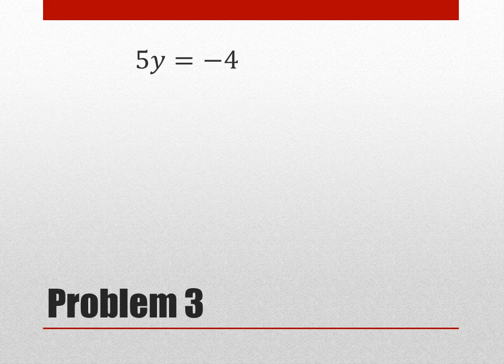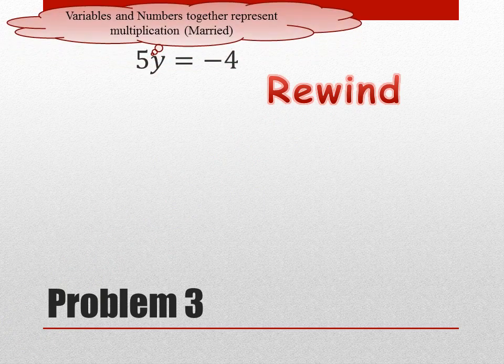Okay, we have 5y equals negative 4. If you look right here, this one looks a little different because I don't have any pluses or minuses on the left side or the right side. I have a negative symbol in front of my 4, but there's no other number there. So this problem right here, since the number and letter are next to each other, this is actually multiplication. Whenever you see variables and numbers together, they represent multiplication.